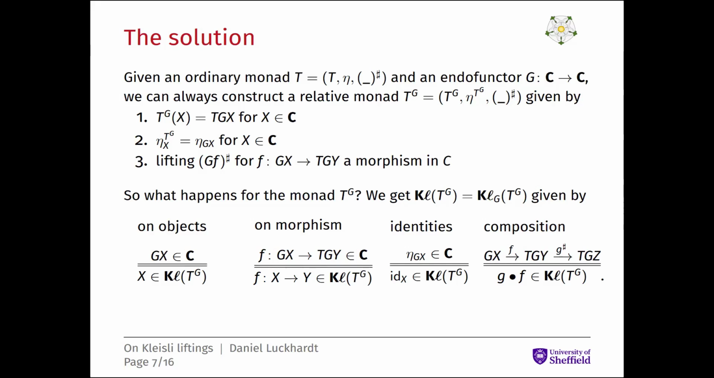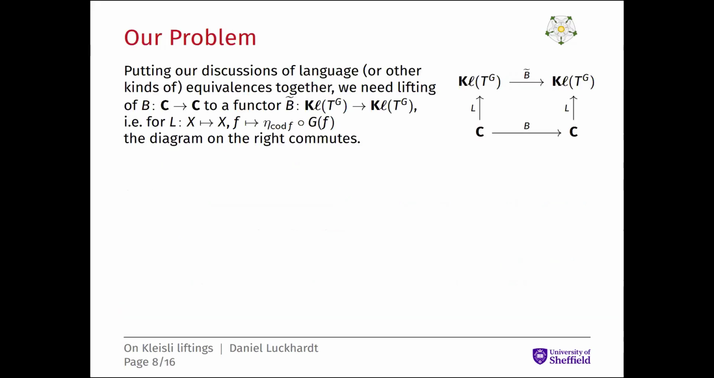Okay, so now we found our theoretical framework. So let's see if we can now build up our theory in that framework. So actually now the problem is, I said, this language equivalence is described by a final coalgebra in the Kleisli category. So what it actually means is that we have to work in the Kleisli category. So we have to lift this functor B to the Kleisli category. And that is now the problem for the rest of my talk.